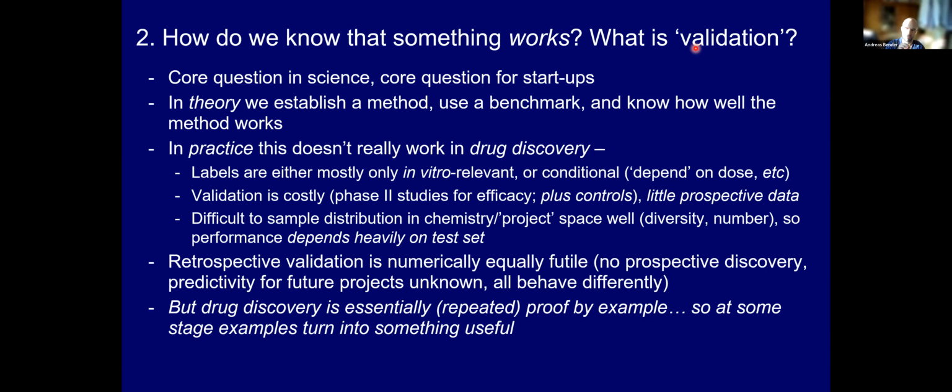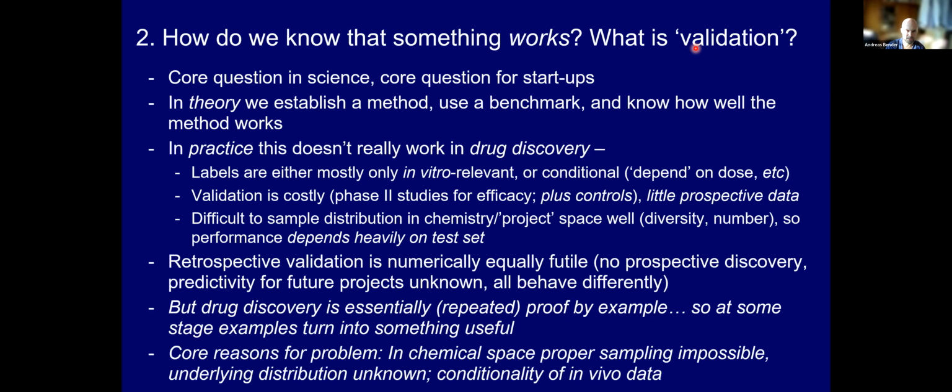So you cannot have a numerical performance measure that tells you much, but actually proof by example might be the best way to validate models. You use them a large number of times and you trust the model that works better on average. But the numerical performance is nearly meaningless on the data sets that we use. That's my point here. And the core reason is that proper sampling is impossible.